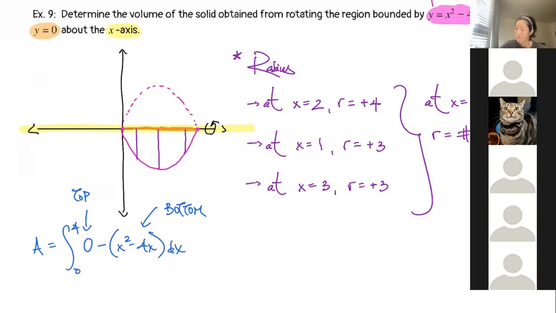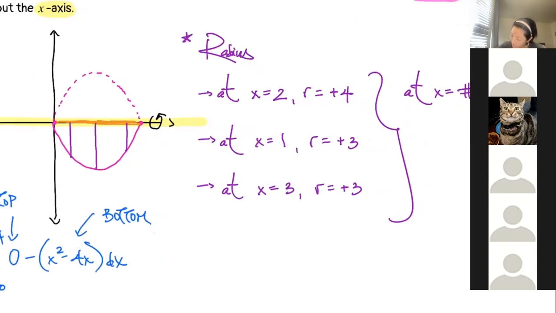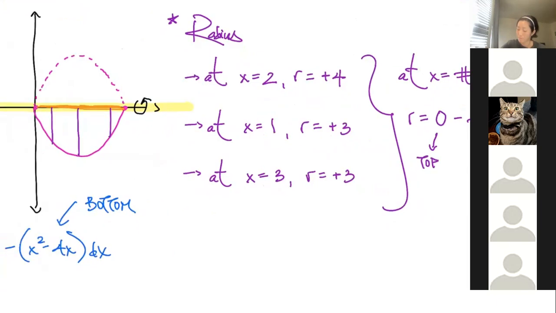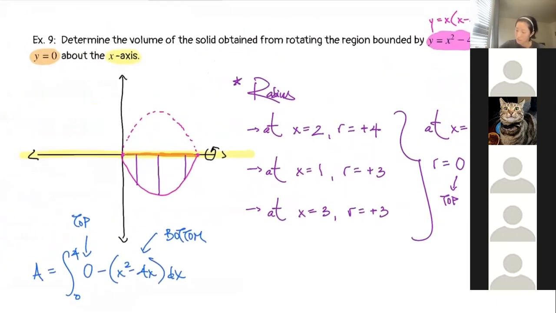Okay. So we need to modify our general formula. At x equals a number, the radius equals 0 minus f of that number. So we need to preserve this idea that if there's a top function and a bottom function, we still need to account for those, okay? So this 0 means that we're going to take this function and just change the signs. It'll be like negative x squared plus 4x.